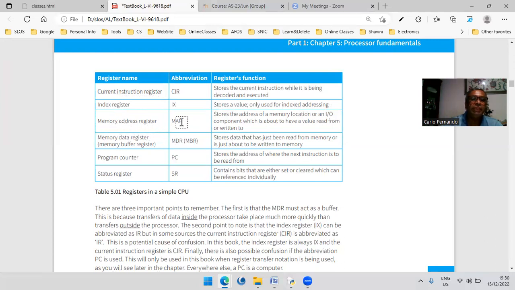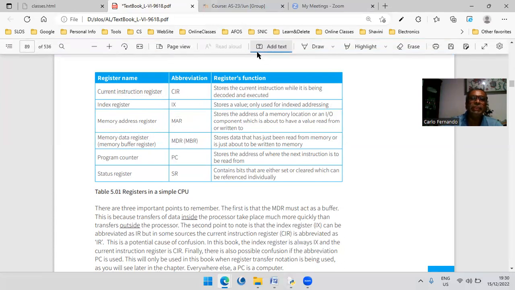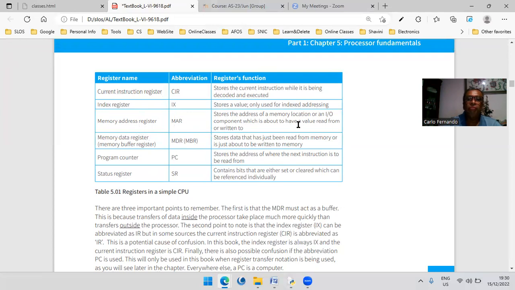Memory address register, MAR, already mentioned. Can you remember? I mentioned MAR, memory address register. Stores the address of a memory location or an IO component which is about to have a value read from or written to. What is that? Big sentence, no? Stores the address of a memory location. All right, that you understand.